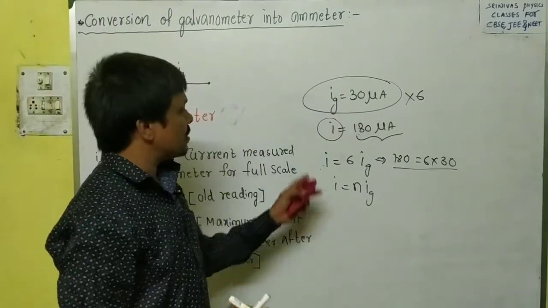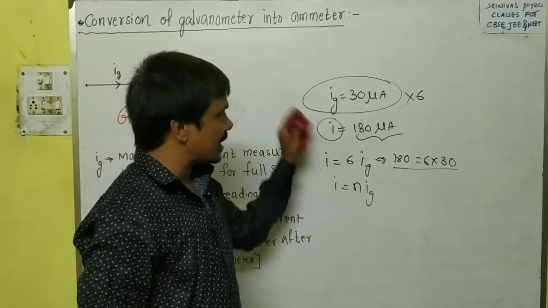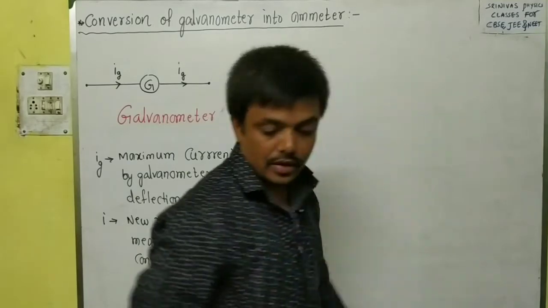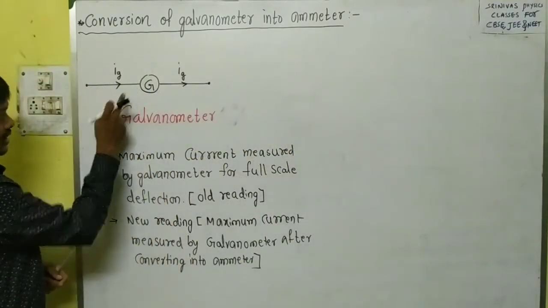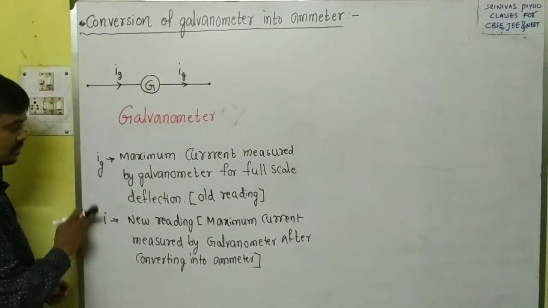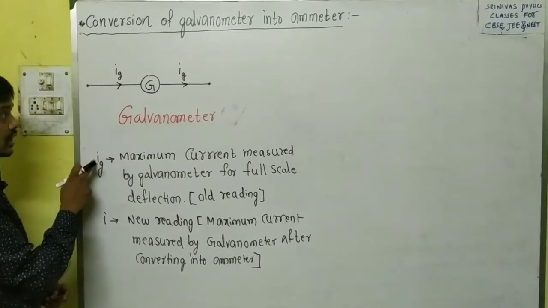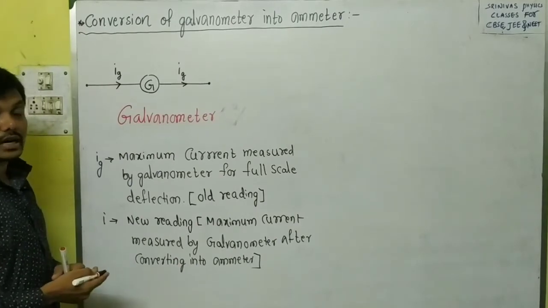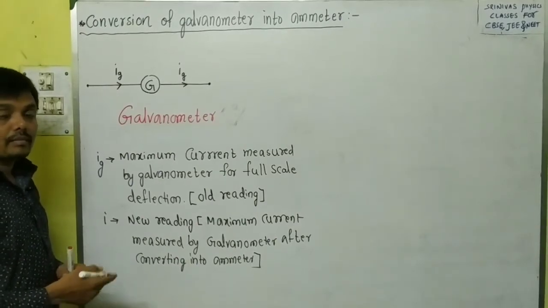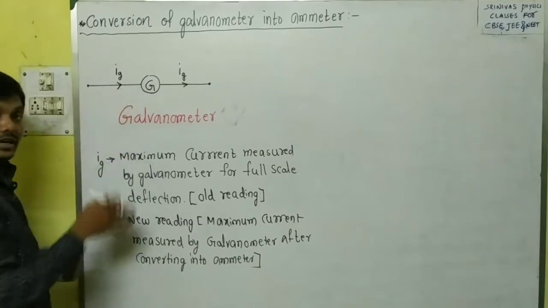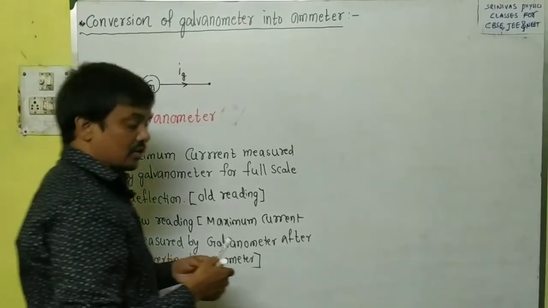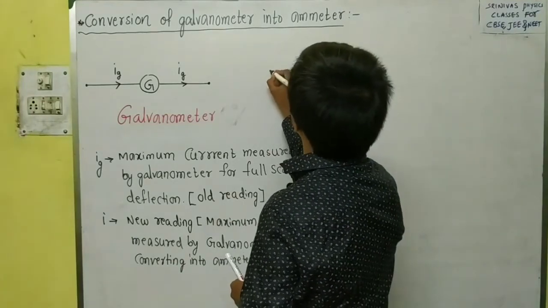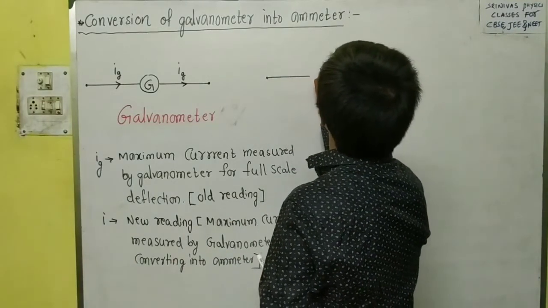If you want to increase the range of the galvanometer by n times, what is the procedure? If you send the large current that I want to measure, this I is very much greater than Ig. If you send it directly, the galvanometer can be damaged, because a galvanometer is designed to measure small currents, and a large current will damage it. For that purpose, in order to convert the galvanometer into an ammeter, we have to connect a small resistance.